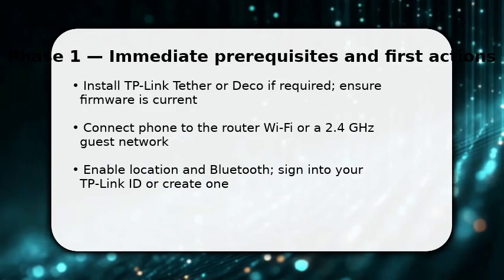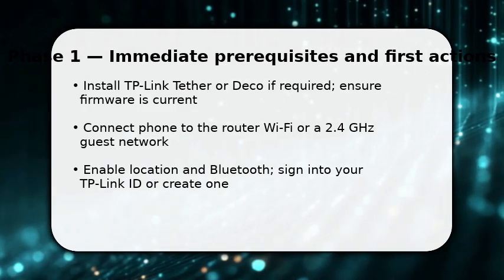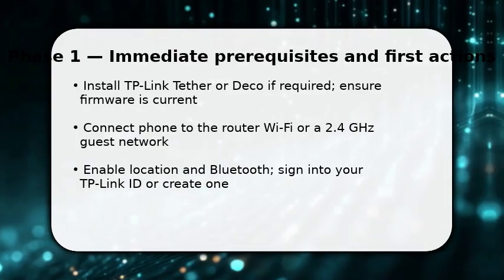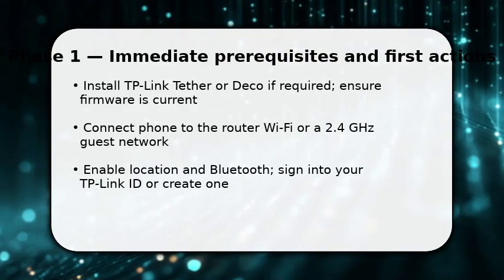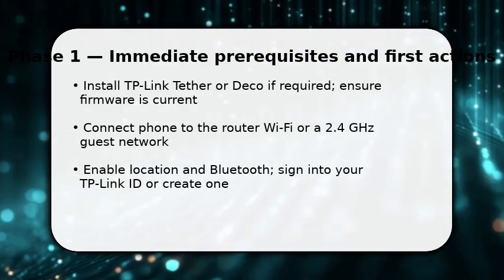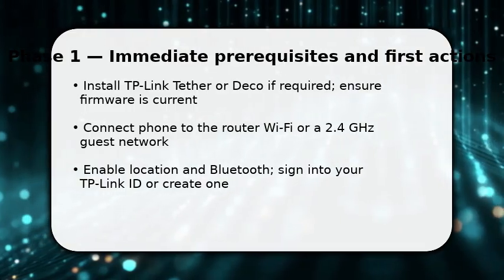You're starting with the essentials. Confirm your router and phone meet app requirements and make sure firmware is updated so features load correctly. Once done, connect your phone to the router's Wi-Fi, use 4 GHz if the app prompts, and enable location and Bluetooth so the app can discover devices.